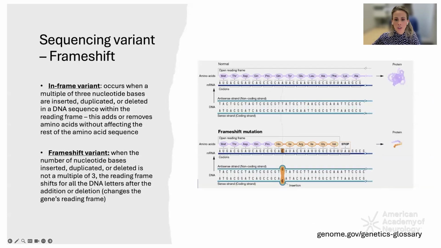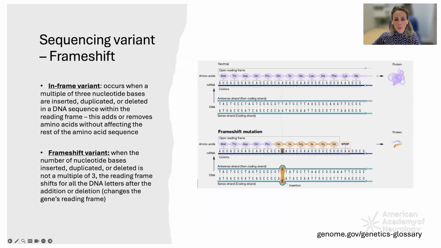A frameshift variant in a gene refers to the insertion or deletion of nucleotide bases in numbers that are not multiples of 3. This is important because a cell reads a gene's code in groups of 3 bases when making the protein, and each of the triplet codons corresponds to one of the 20 different amino acids used to build a protein. If a variant disrupts the normal reading frame, then the entire gene sequence following the mutation will be incorrectly read.